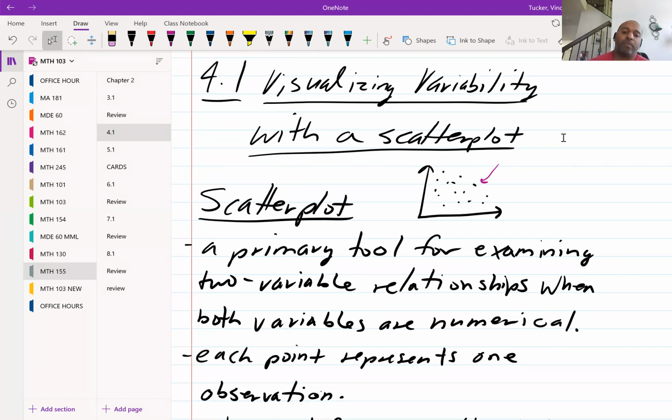are numerical. Each point represents one observation. So over here is just a generic representation of a scatter plot. If you remember your Cartesian coordinate plane, when you have your X and Y axis, we're just using the first quadrant over here for the scatter plot.